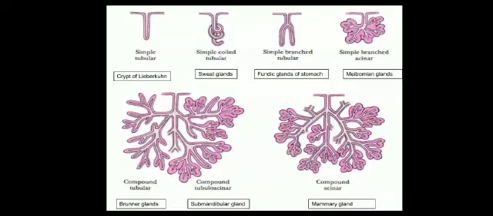For example, this is a very good diagram. Simple tubular: crypts of Lieberkühn. Simple coiled tubular: sweat glands. Simple branched tubular: fundic glands of the stomach. Simple branched acinar: meibomian glands.